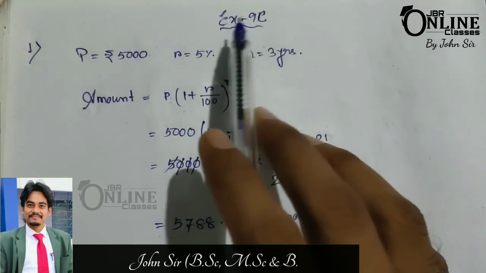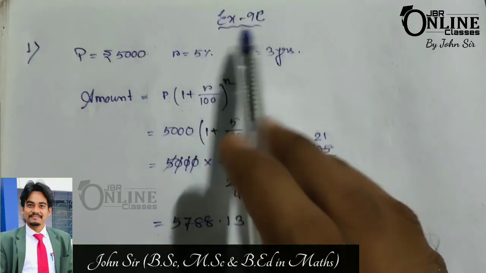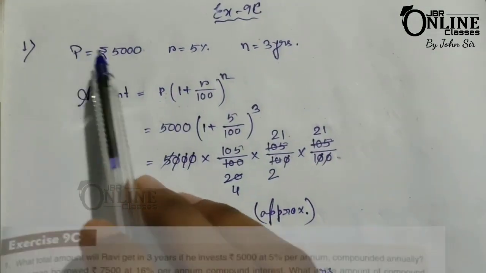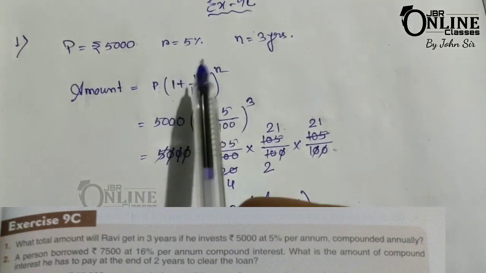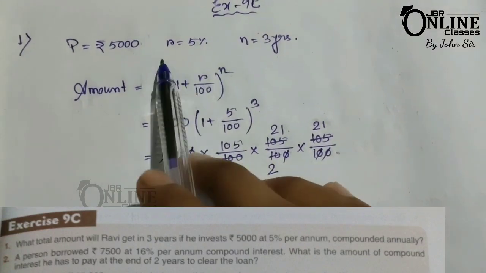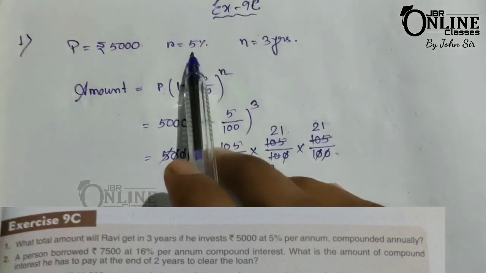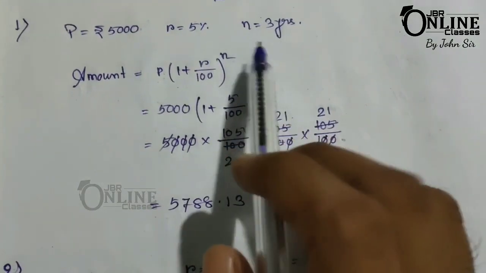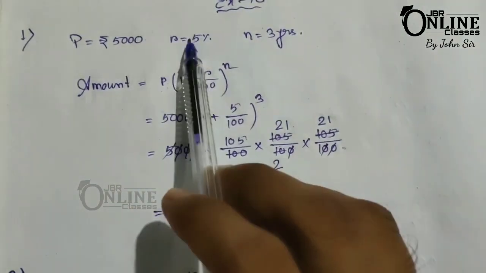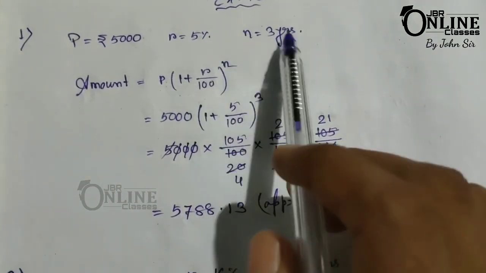Today I am going to solve exercise 9C from simple and compound interest. Sum number 1: what total amount will Ravi get in 3 years if he invests rupees 5000 at 5% per annum compounded annually? That means you have to find out the amount. So here principal equals 5000, R equals 5% and N equals 3 years.